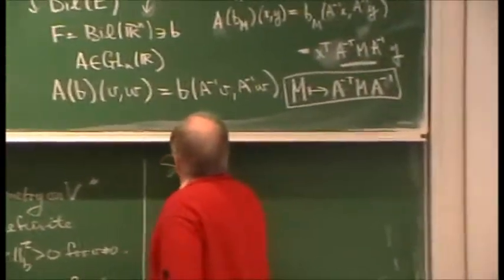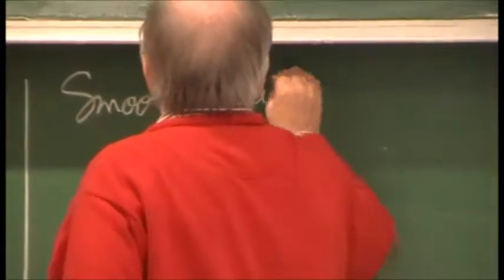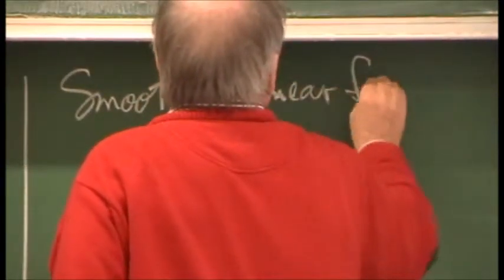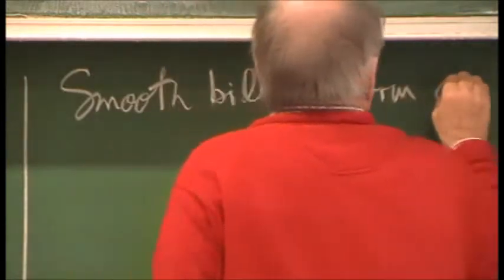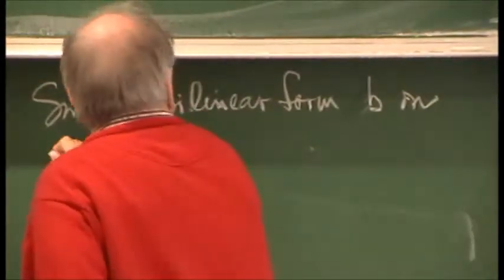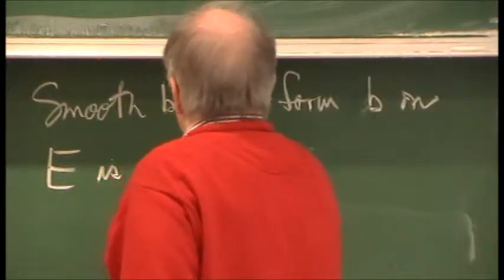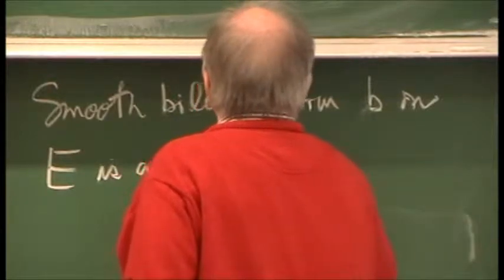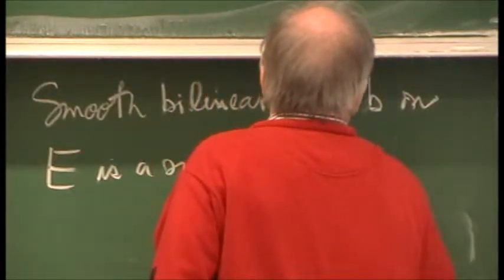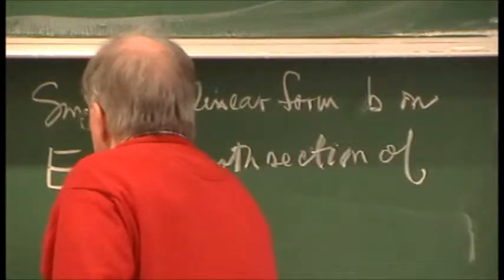So, a smooth bilinear form B on the bundle E, on the vector bundle E, is a smooth section of the bilinear form bundle.